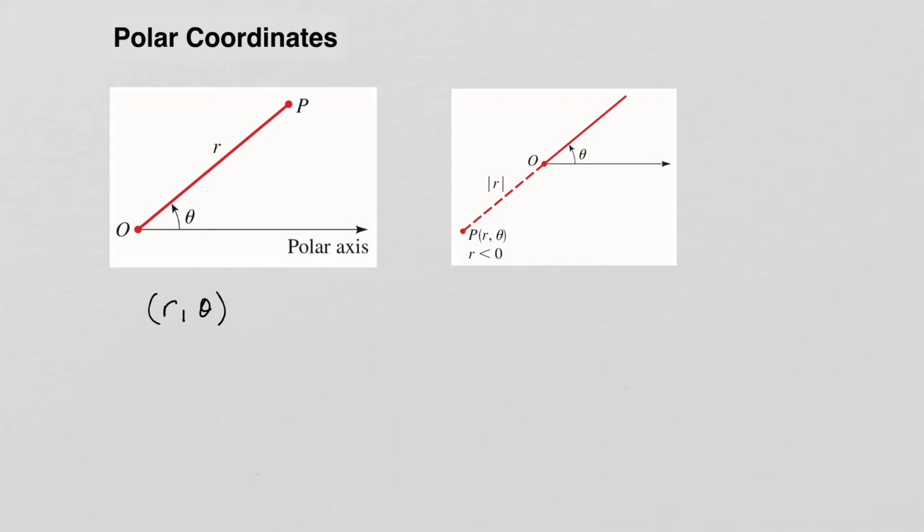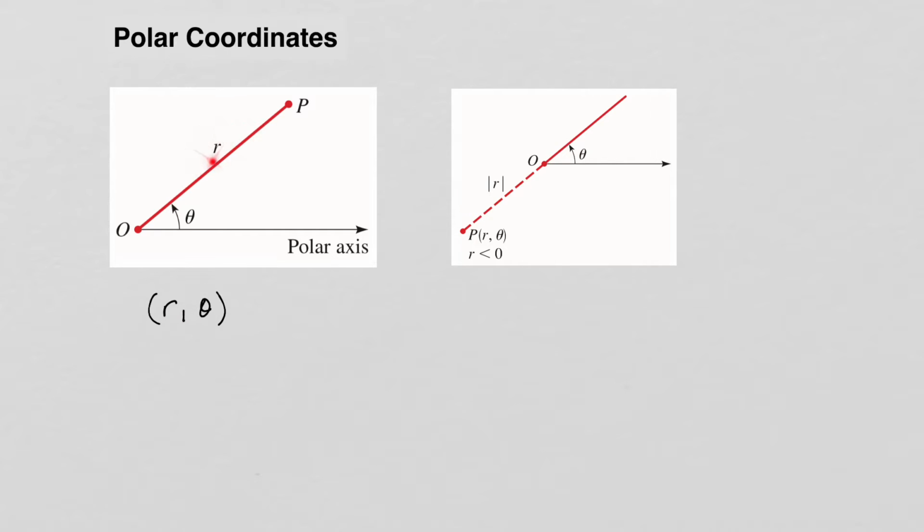Now, just a couple of details about this. The angle theta is not unique because, as you know, if you rotate to some spot here, you can add 2 pi to that, and you will still be at that same location. You can also subtract 2 pi, and that will put you back at that same angle as well. So when we give coordinates in polar form for a point, these coordinates are not unique.